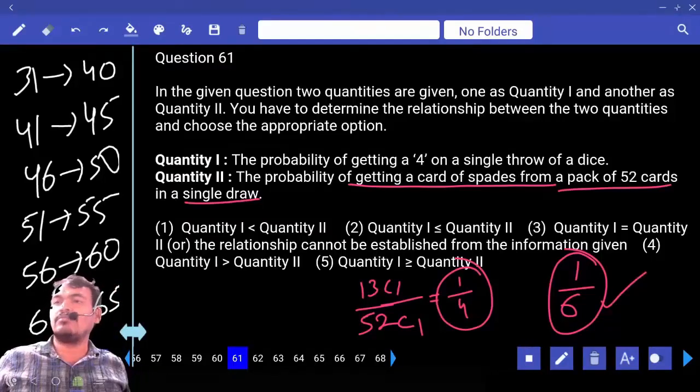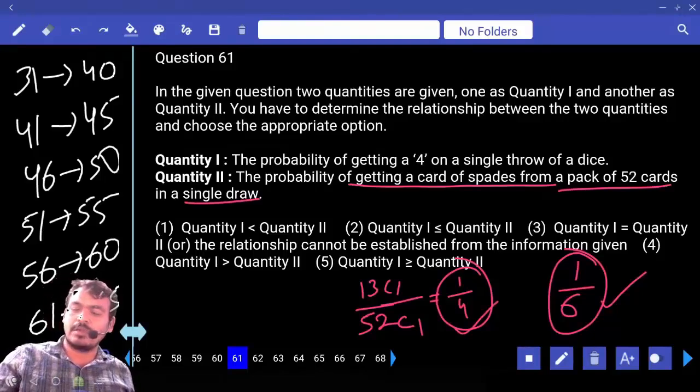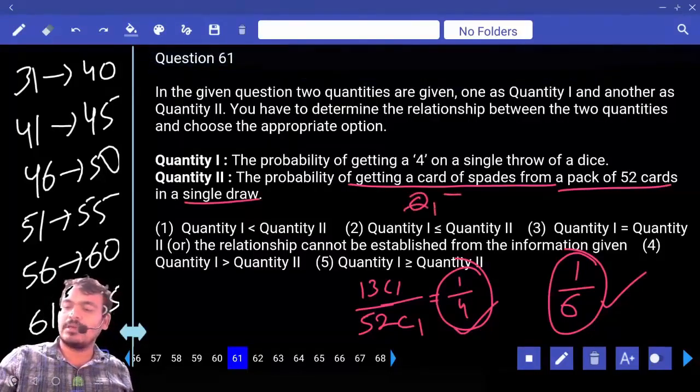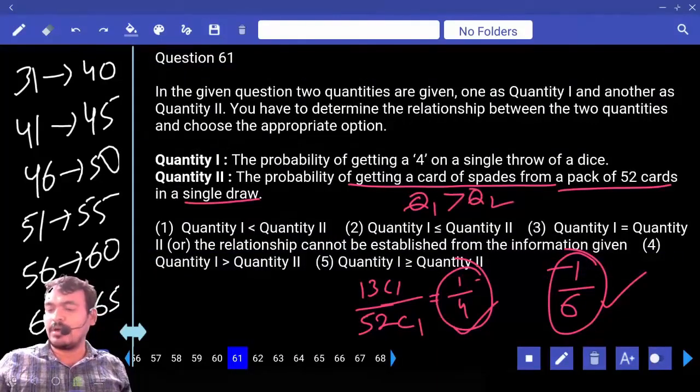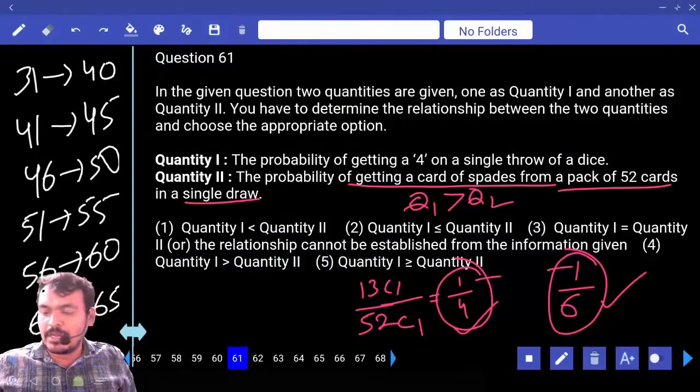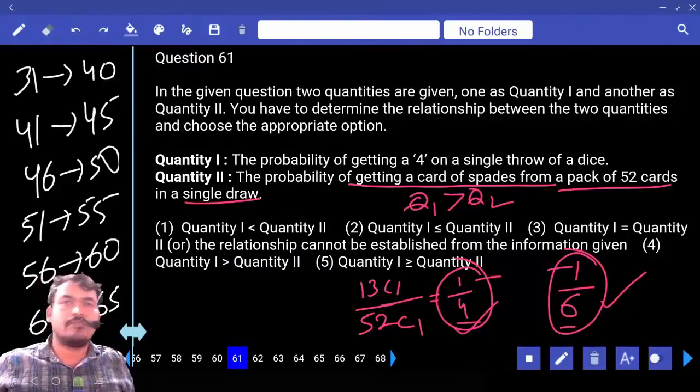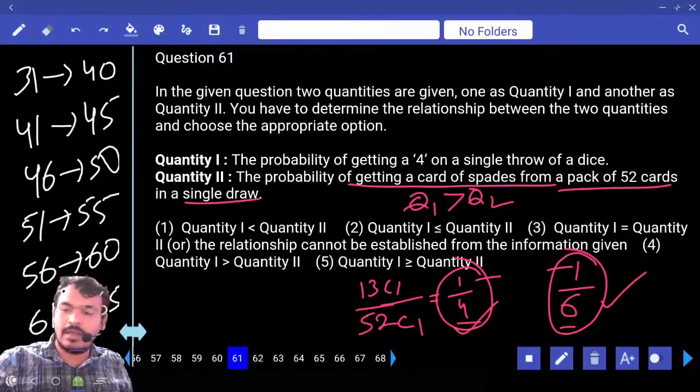What is the Q1 value? 1 by 6. What is the Q2 value? 1 by 4. Obviously Q1 is greater than Q2. Numerators are same or different? Same, but denominators are different. If the denominator is more, the fraction is lesser.